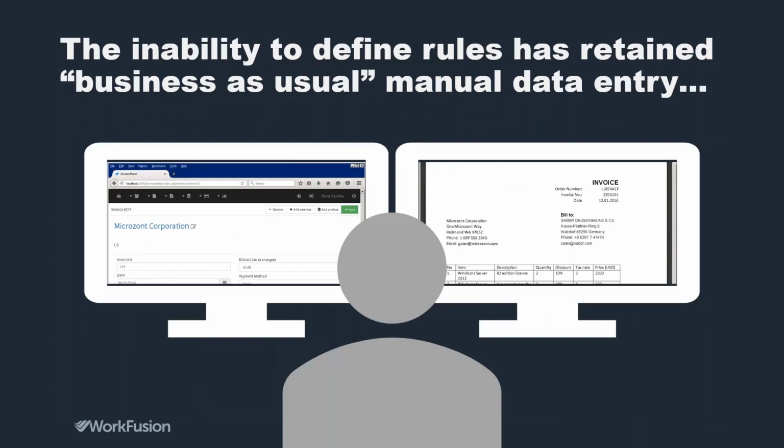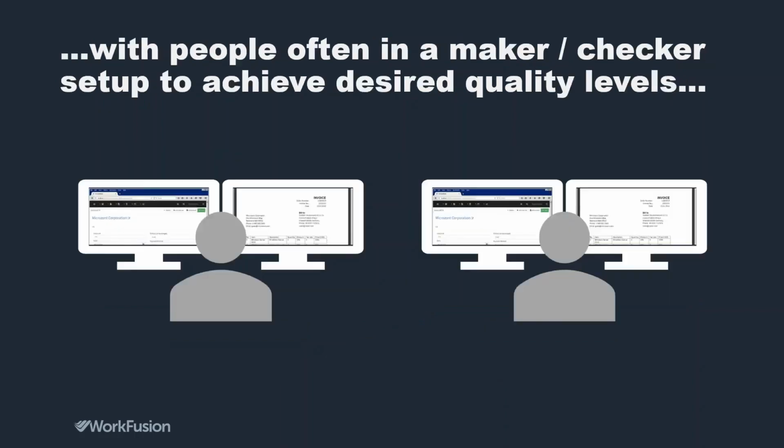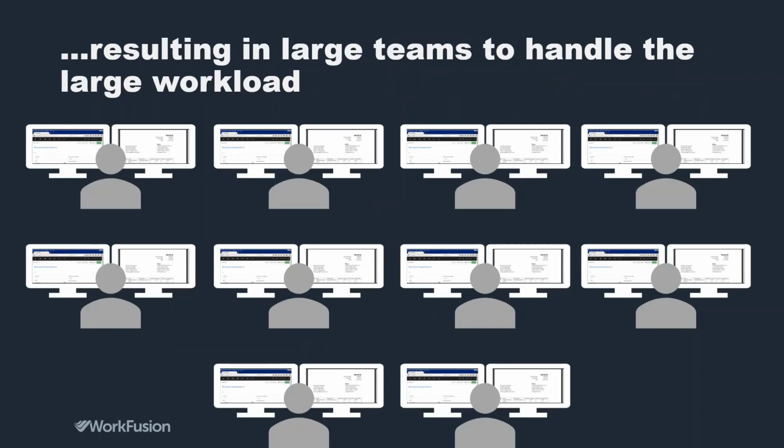So they added a couple monitors, maybe they made the systems easier to use, but you had people opening up the systems, opening up the data, and just keying this in. To manage quality, they'd usually have a maker-checker setup, where you have one person creating the record, another person checking what they did. And then, of course, when you have large volumes and a manual process, you have large teams manually processing all of this data.